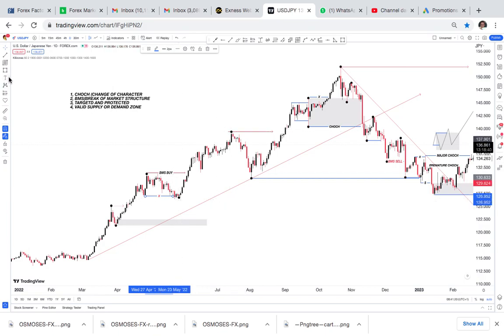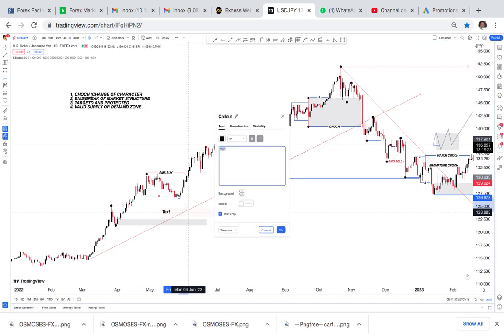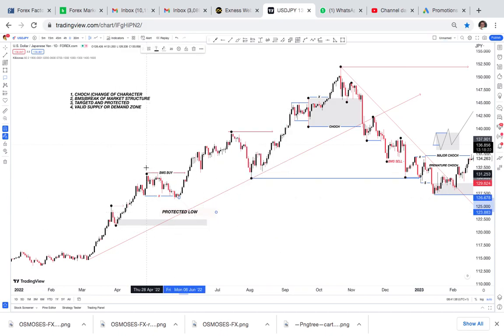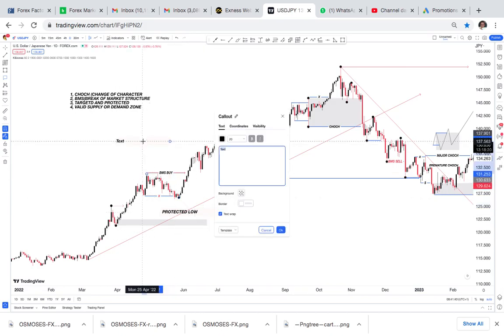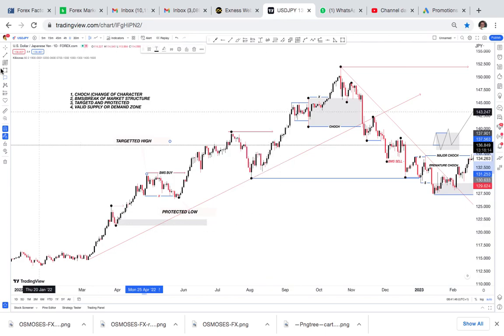So I'll indicate by saying here, which one did I choose now? Here is my protected low, and here is my targeted high. So this is how you label protected and targeted.